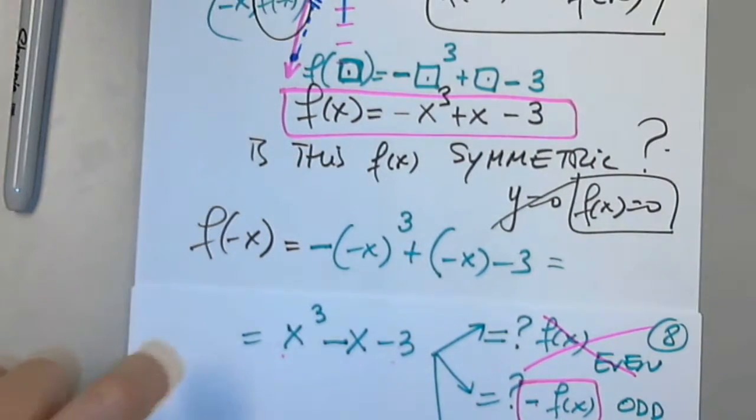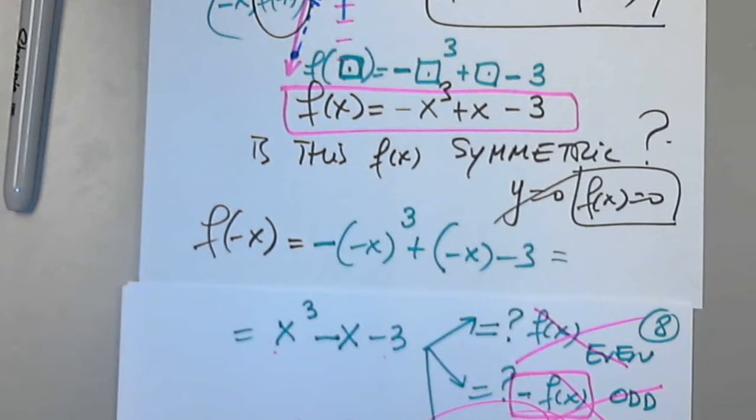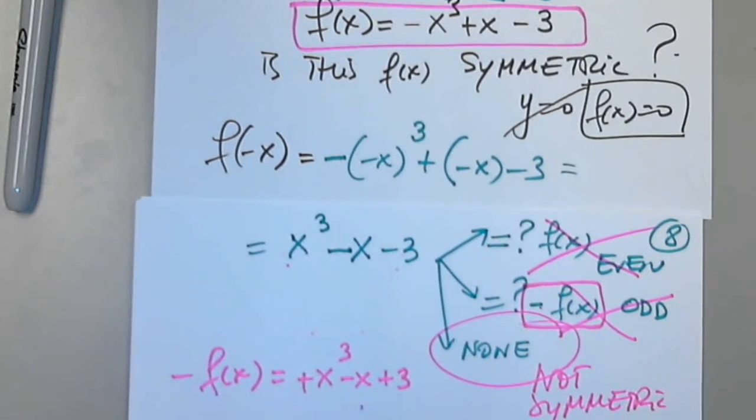Now the question is, are these two identical? No. What do I conclude about negative x cubed plus x minus 3 then? Not symmetrical. Because it's not even, and it's not odd. Any questions for me?